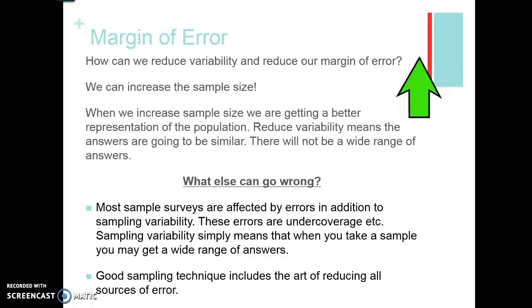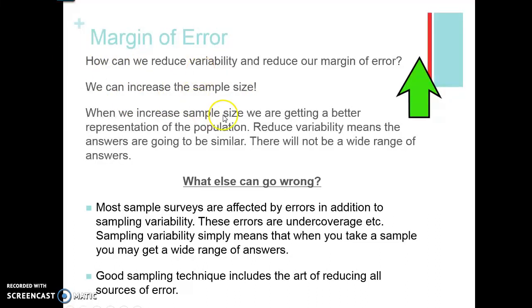All right, so margin of error, what exactly is that? How can we reduce variability and reduce our margin of error? So like I said, if we're looking at the mean amount of time spent on a computer, maybe we don't want the margin of error to be 0.25 too high or too low. We want to make sure that when we take a sample, it's as close to the population mean as possible. So that's what it means by reduced variability. We want our sample to be as close to the population as possible.